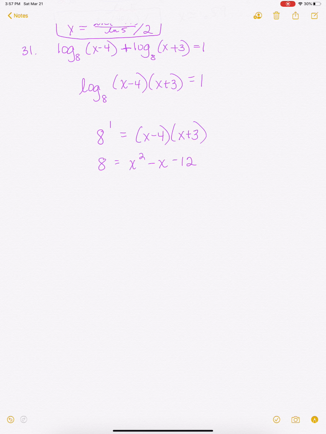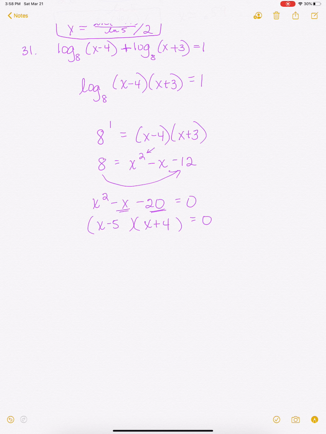Minus 12. Now, this is a quadratic equation. You should recognize that by your exponent of 2. So I'm going to set this equal to 0 and hope it factors. When I set this equal to 0, I'm taking my 8, subtracting my 8 from both sides. So I get x squared minus x minus 20 equals 0. When I factor that, I'm looking for two numbers that multiply to give me negative 20, that add to give me negative 1. So that's x minus 5 times x plus 4.